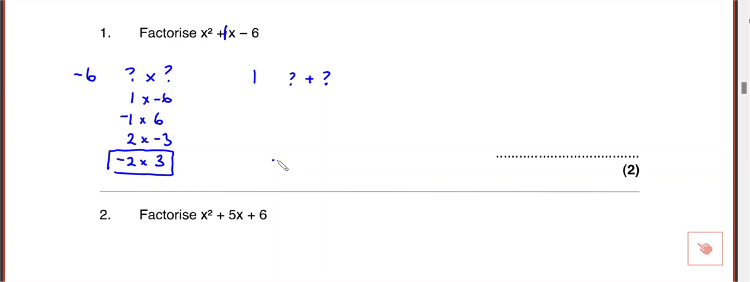So we now need -2 plus 3, which does indeed make 1. So that's the good one. So what does that mean? Well, my answer would be x minus 2, x positive 3. It's +3. So now you do factorising.